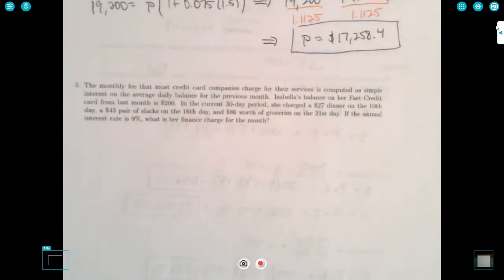It says the monthly fee that most credit card companies charge for their services is computed as simple interest on the average daily balance for the previous month. Isabella's balance on her fast credit card from last month is $200. In the current 30-day period, she charged a $27 dinner on the 10th day, a $43 pair of socks on the 16th day, and $86 worth of groceries on the 21st day. If the annual interest rate is 9%, what is her finance charge for the month?